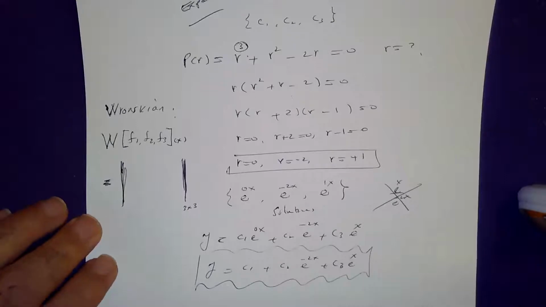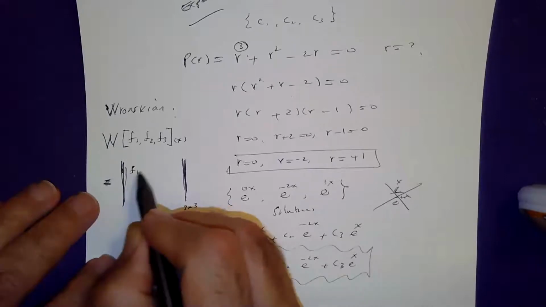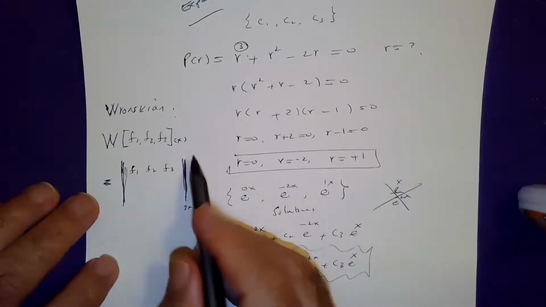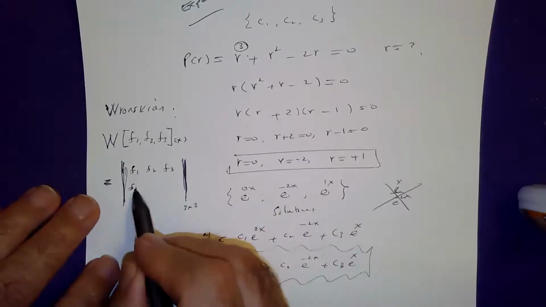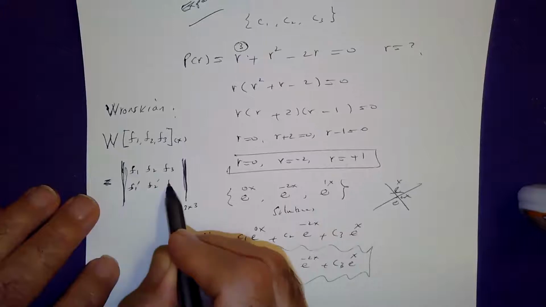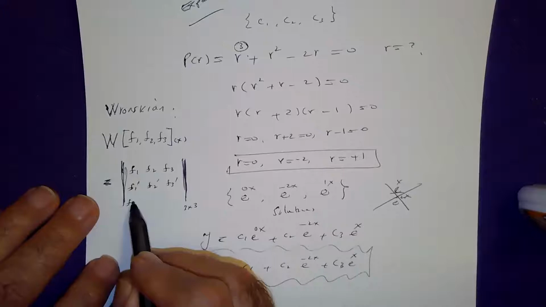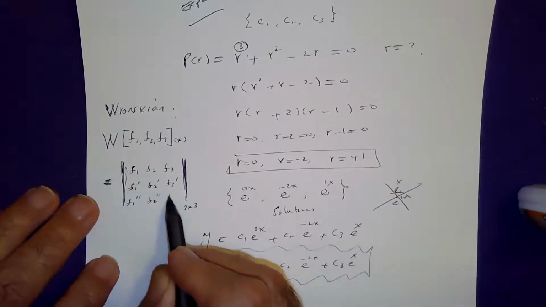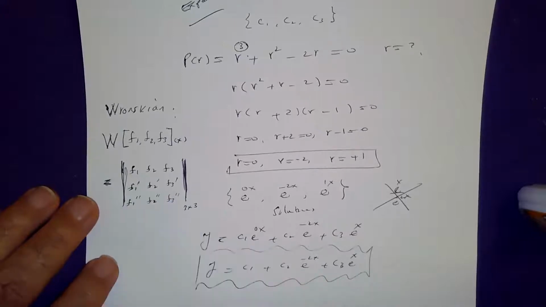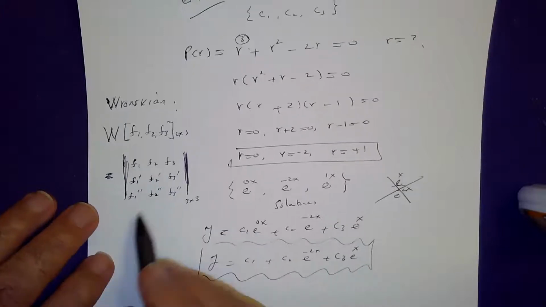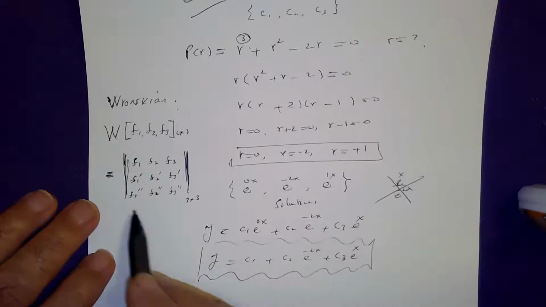But for now, here's what you do. You list the functions in the first row. Because it's 3 functions, you take the derivative of these guys and put the answer in the second row. And then you take one more derivative and put it in the third row. Now you evaluate this. Those of you who know how to evaluate this, more power to you. If not, stay tuned for linear algebra. I'll show you how to evaluate.